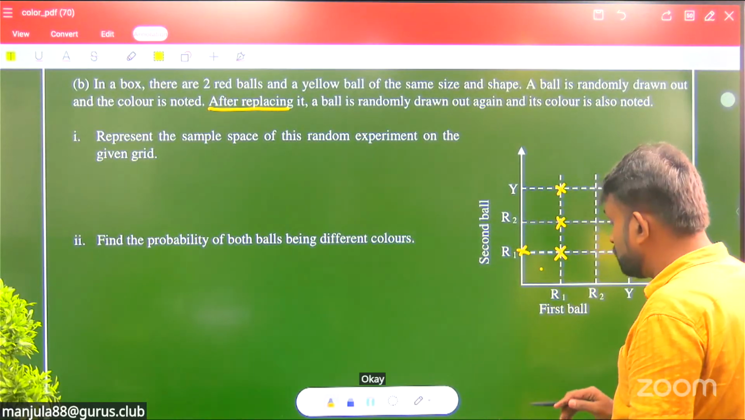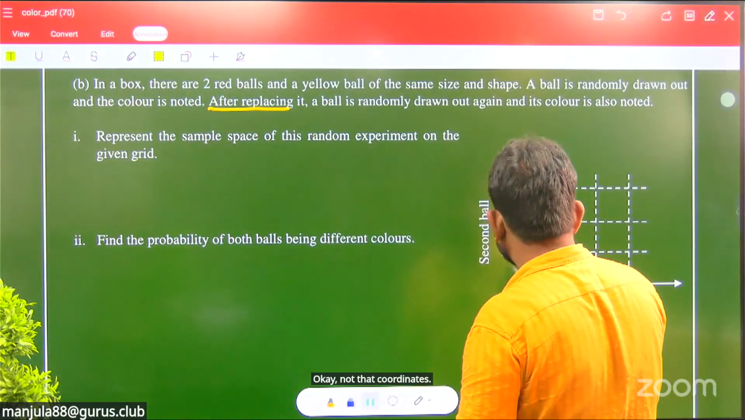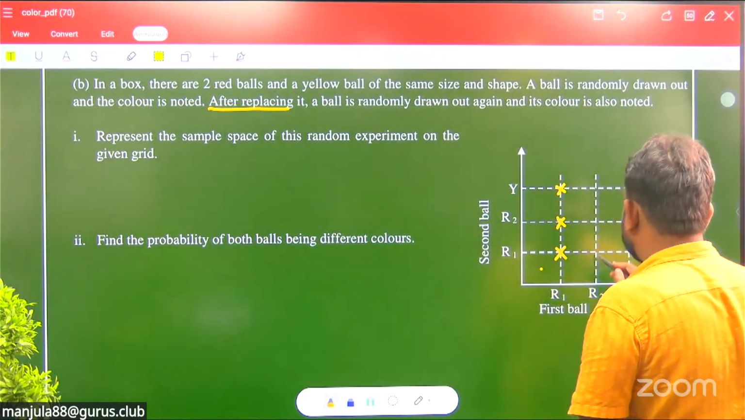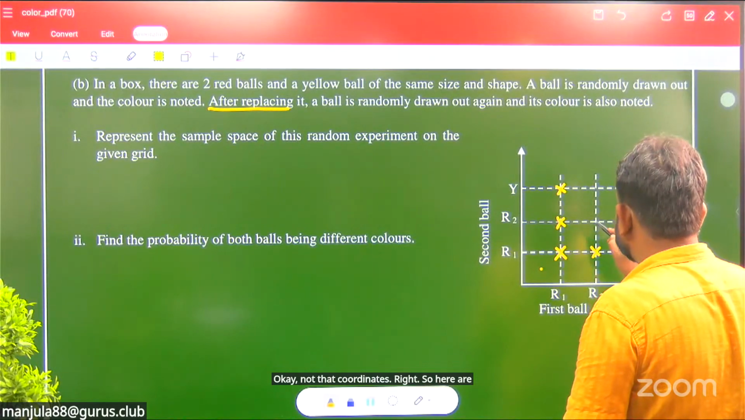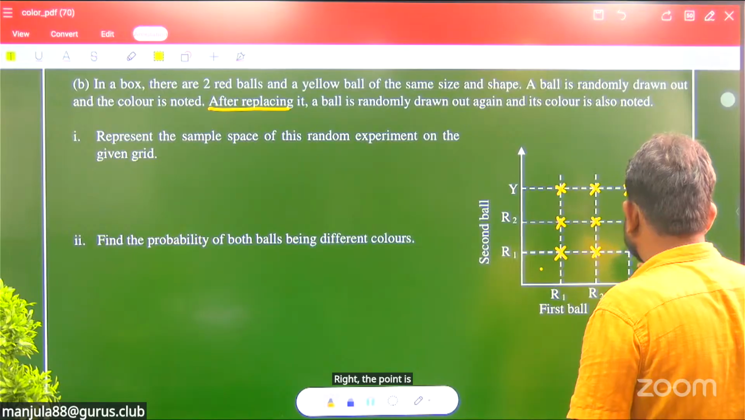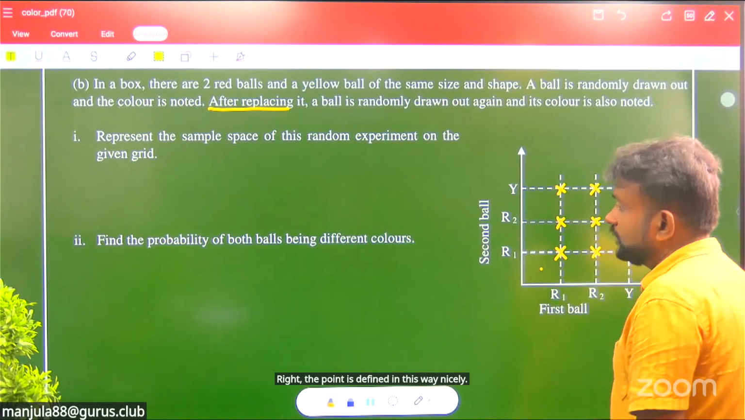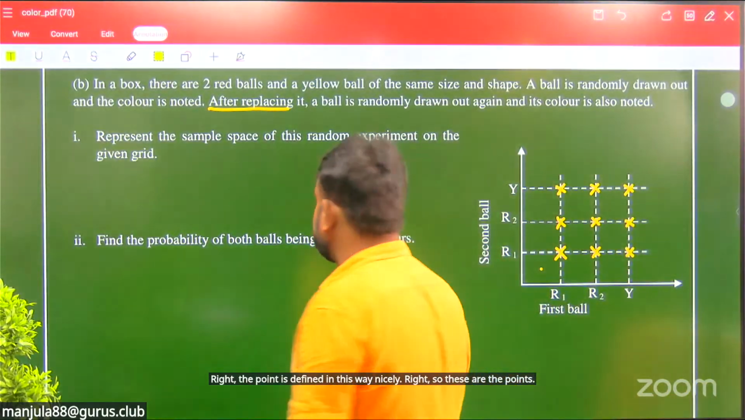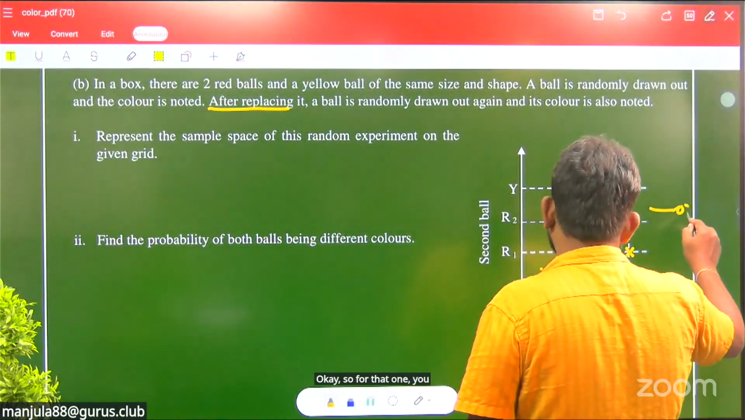Some papers I have seen, some are marked somewhere here, not at the coordinates. So here R2, R1, like coordinates, you mark points. Point is defined in this way nicely. So these are the points. For that one, you have 2 marks for the sample space.